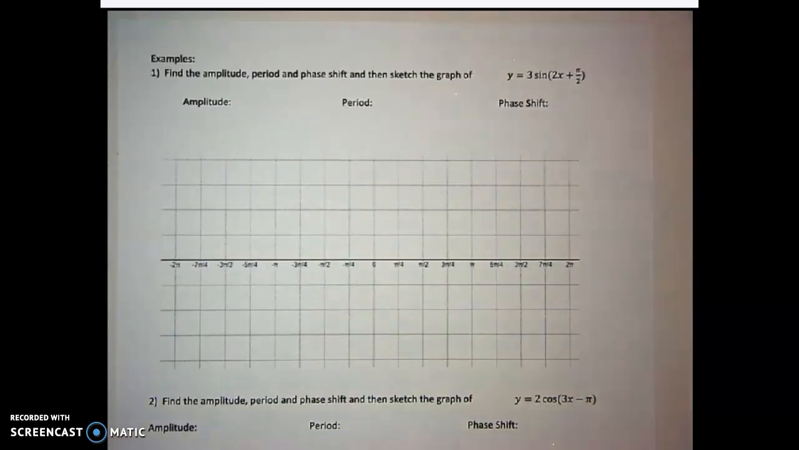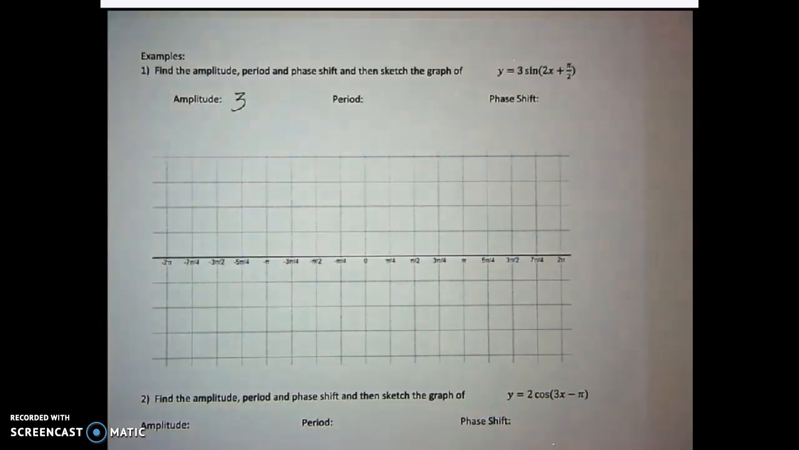Now let's go ahead and do two problems. First of all, I'd like you to pause the video and see if you can simply tell me what is the amplitude, what is the period, and what is the phase shift. Pause the video and do that, and then come back and we'll go through the graphing of this.